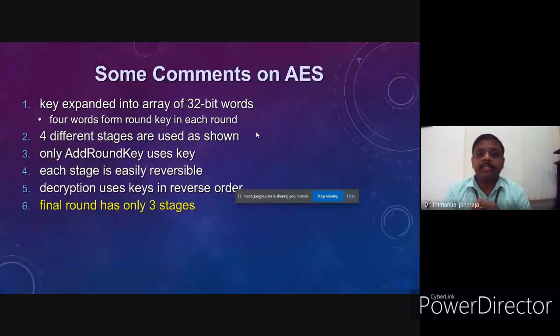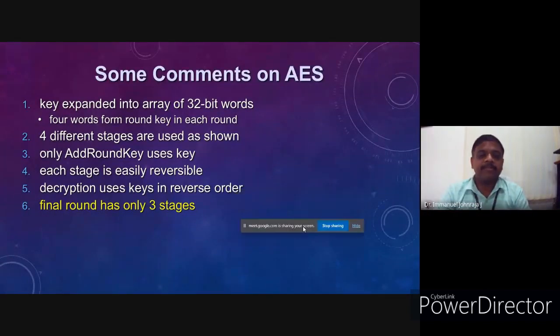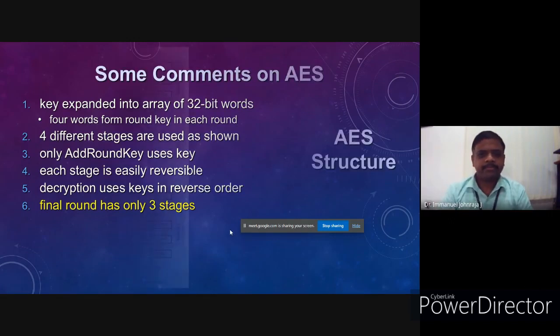Each stage is easily reversible. You can do the reverse of it because the operation is defined very clearly, and the decryption keys are given in the reverse order as we have seen, and the final round has only 3 stages. So please remember these points so that your diagram and your analysis can be given in a clear way, even for the examinations. Okay, moving on.